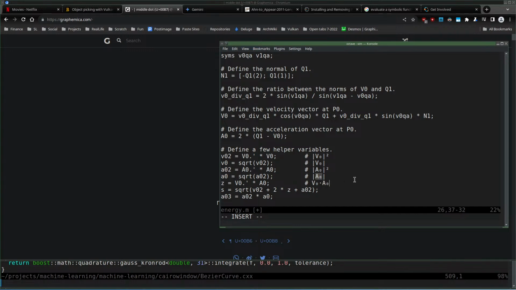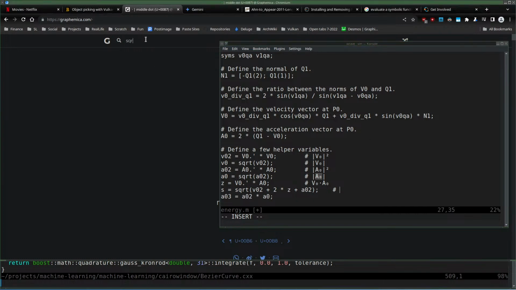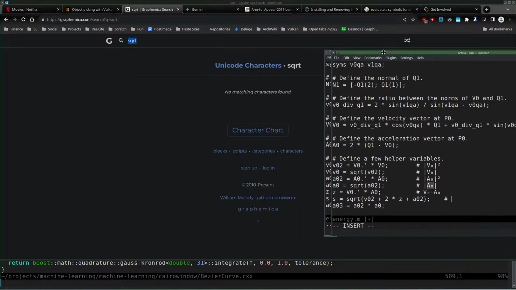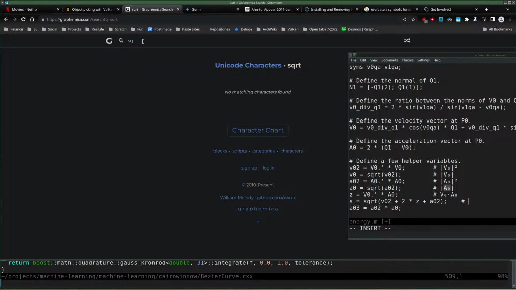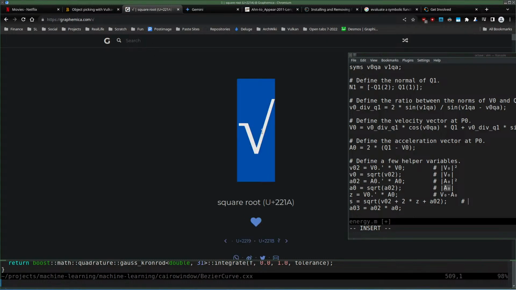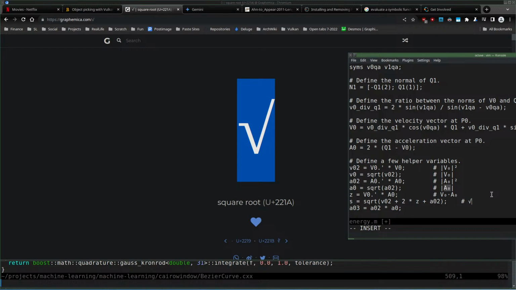Dot product between V0 and A0. Yeah, well, while I'm at it, you know, square root. No matching. Seriously. Square root in. There we go. Never use abbreviations.